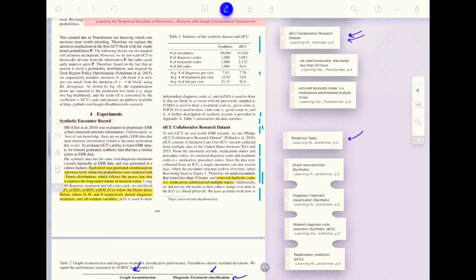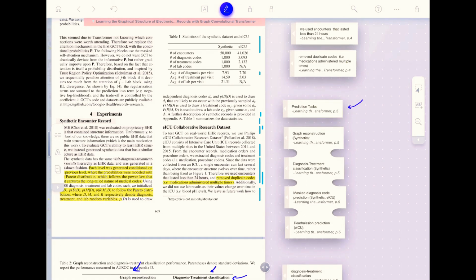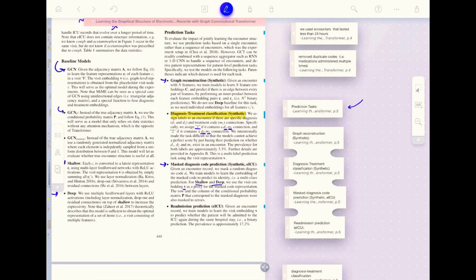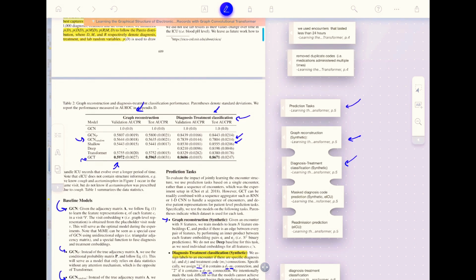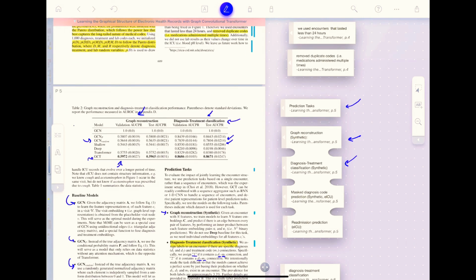For the prediction tasks, they had multiple tasks. The first two are defined on the synthetic dataset alone, and these are graph reconstruction and diagnosis treatment classification. So we can go over the table here, and one thing we can see is that for graph reconstruction, which is the case where we have a structure and we want to guess what the structure is, if we have a GCN, we know the structure, so it's done. And for the diagnosis treatment classification it is done as well.